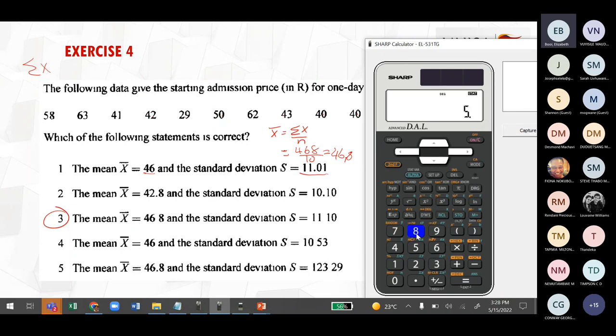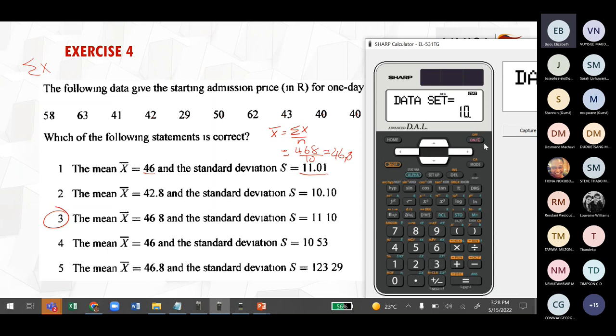So it's 58, M plus ENT for the financial calculator. And it says data set 1, 63, M plus. You just continue, 41, M plus, 42, M plus, 29, M plus, 50, M plus, 62, M plus, 43, M plus, 40, M plus, 40, M plus, and then it will say I've got 10 data sets.